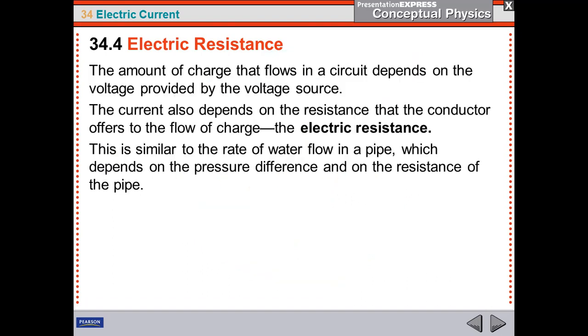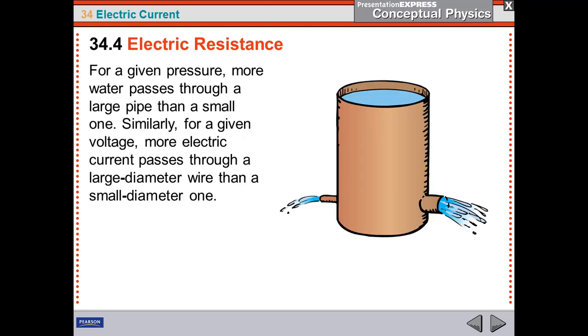The amount of charge that flows in a circuit depends on the voltage provided by the voltage source. The current also depends on the resistance that the conductor offers to the flow of charge, the electric resistance. This is similar to the rate of water flow in a pipe, which depends on the pressure difference and on the resistance of the pipe. So what is electric resistance?